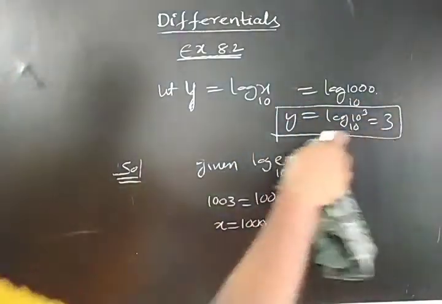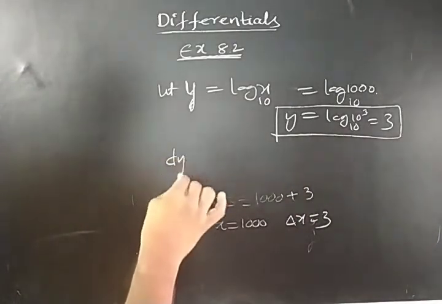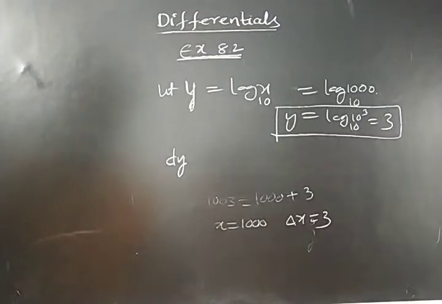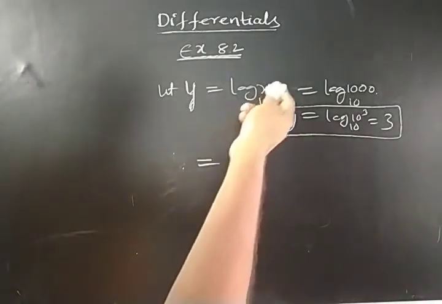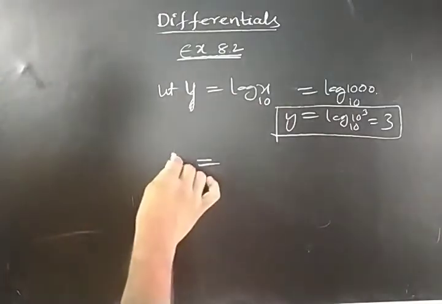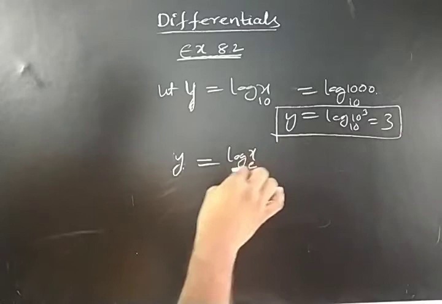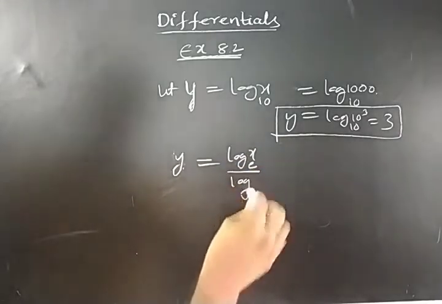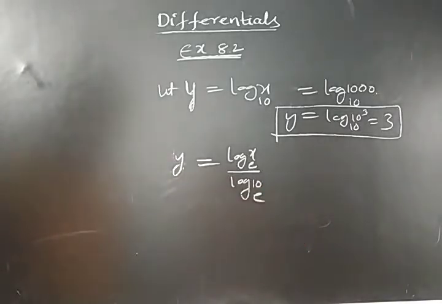Now to get delta y, we have to differentiate it. Dy, approximate change in y. Dy equal to, how to differentiate? First of all we have to modify it. Log x to the base e you can differentiate directly as 1 by x, but here the base is 10. So first of all I am splitting this as log x to the base e by log 10 to the base e. We can write like this.